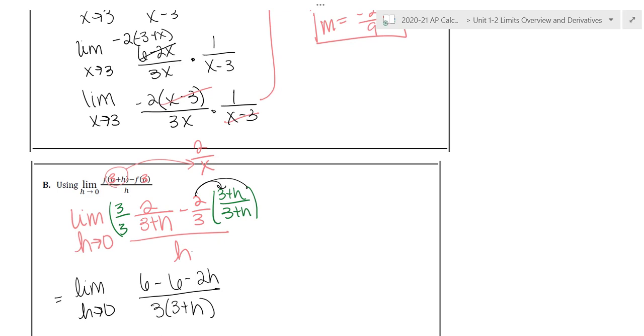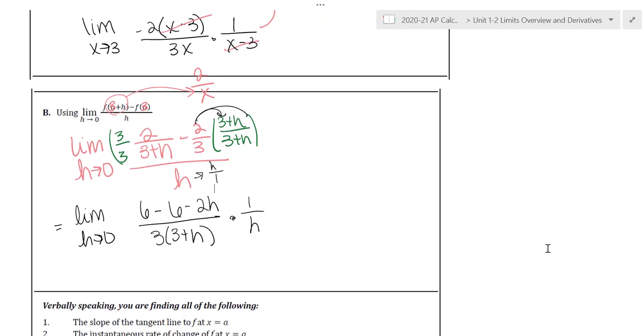And then once again, I'm just going to rewrite. Instead of dividing by h, I'm going to multiply by 1 over h, right? Because technically, this is h over 1. So when I flip it to multiply, it becomes 1 over h. Moving on to simplify, these 6's cancel out.